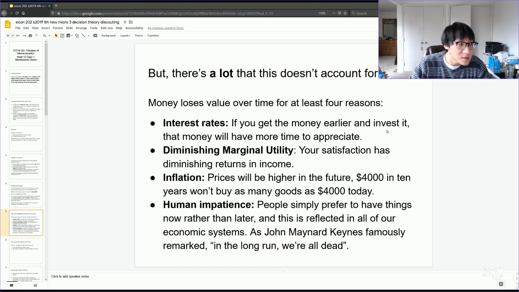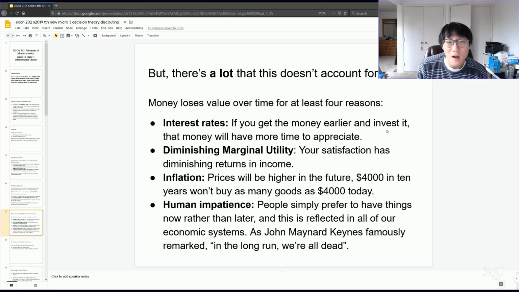Third is the effect of inflation. Prices are going to be higher in the future. So $4,000 in 10 years won't buy you as many goods as $4,000 today. And then finally, of course, there's simply the effect of human impatience. People prefer to have things now rather than later, and this is reflected in most of our decision-making and most of our economy in general. As the economist John Maynard Keynes famously remarked, in the long run, we're all dead.